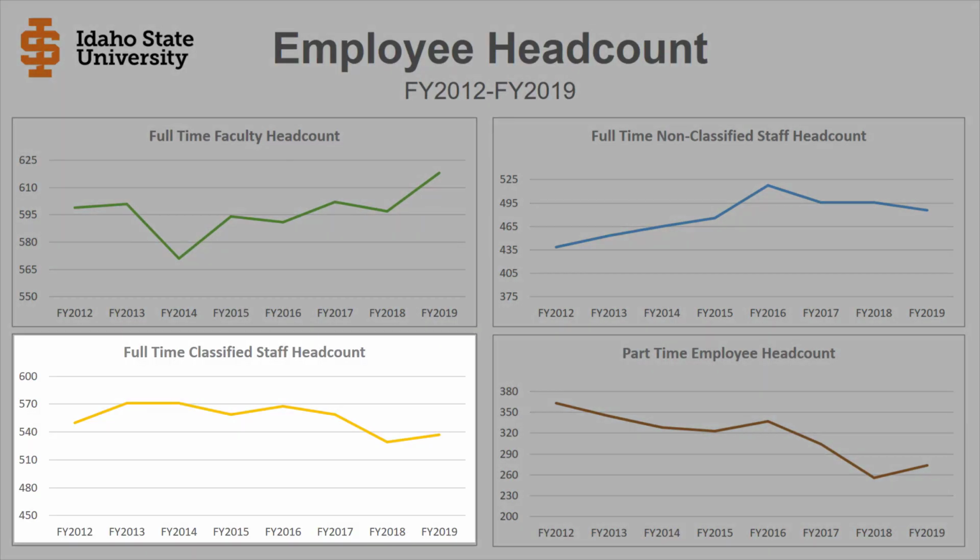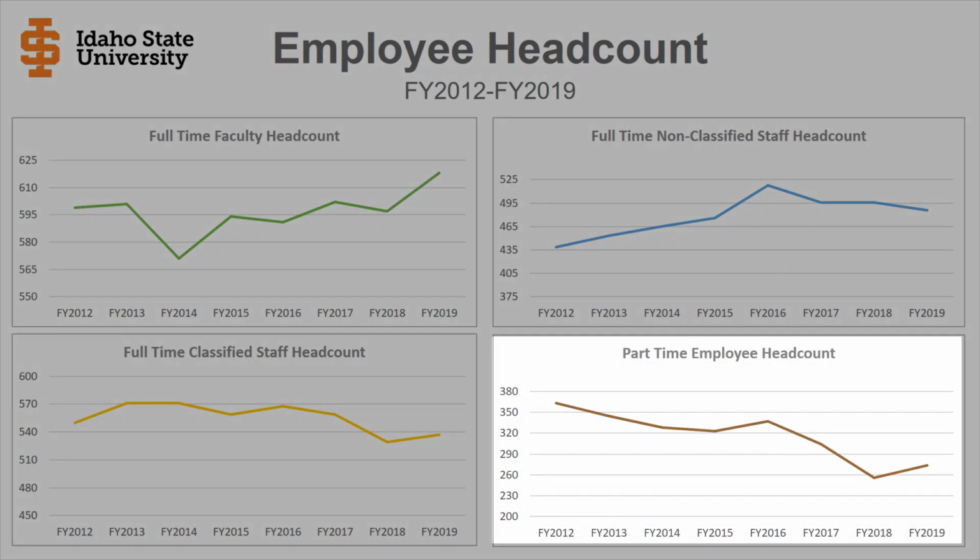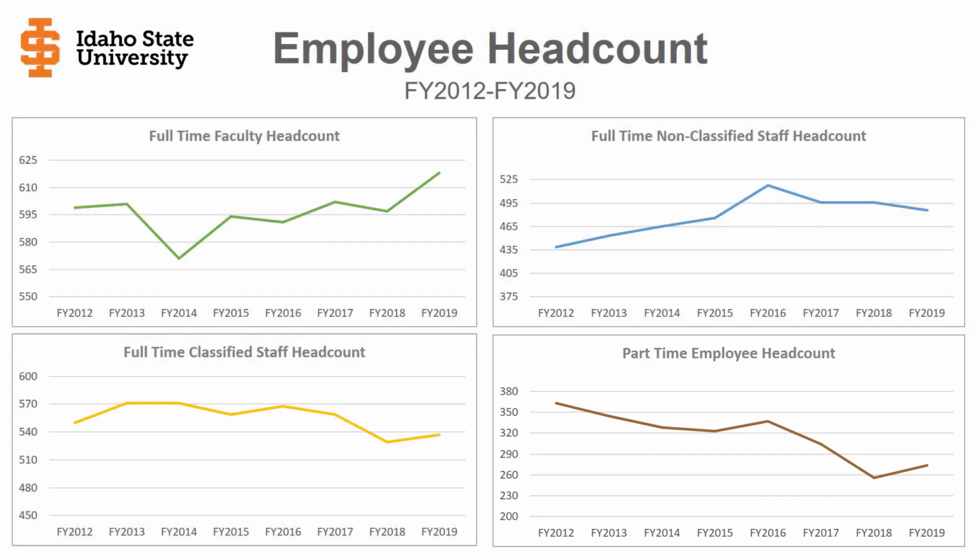While full-time faculty and non-classified staffing levels increased during the past 7 years, classified staff and part-time employee headcount, depicted in the lower two charts, has decreased. Full-time classified staff is down by 2.4% or 13 individuals since 2012, and down by 34 individuals from the peak of 571 staff members in 2014. Part-time staff is down 24.5% or 89 individuals since 2012.